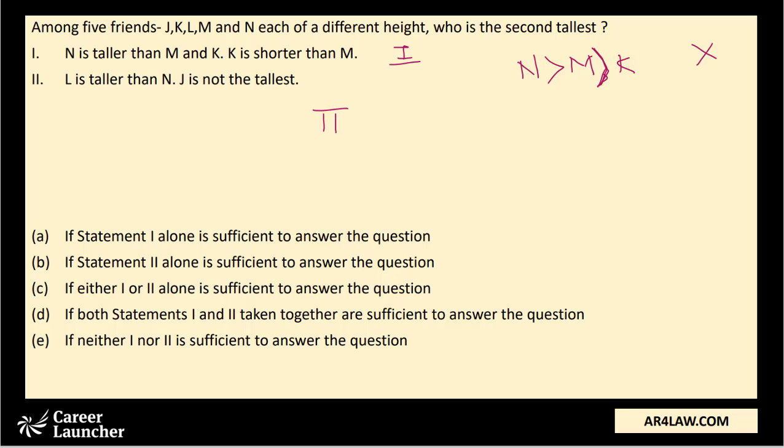Looking at statement 2 individually first: L is taller than N. J is not the tallest. When we look only at statement 2, again we find that individually it may not lead us to an answer. Now we'll combine the data given in both the statements. So when we combine them, we see L is taller than N, who is taller than M, who is taller than K, and we have been given J is not the tallest here.